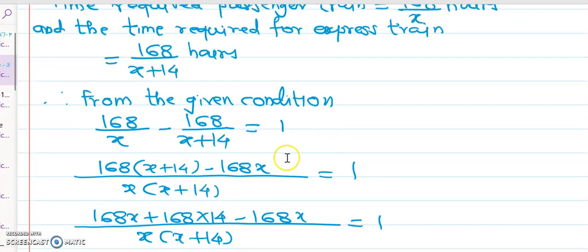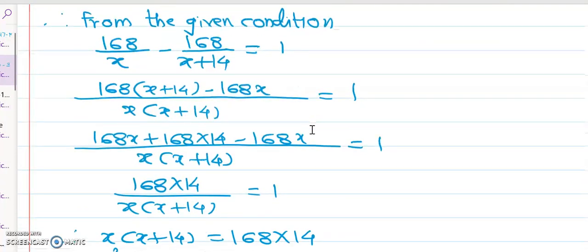From the given condition, what is that? This is the time of the passenger train, and this is the time of the express, and their difference is 1 hour. That is 168 upon x minus 168 upon x plus 14 equals 1. Now simple calculation, cross multiplication here. 168 in bracket x plus 14 minus 168 into x upon the product of these two terms, that is x into x plus 14, equals 1.